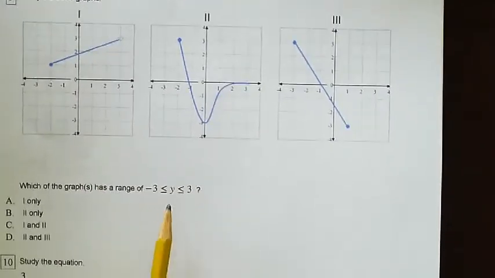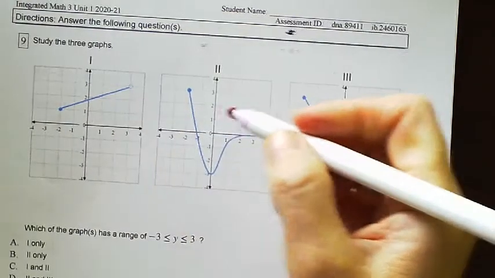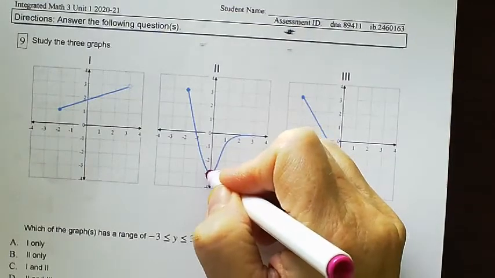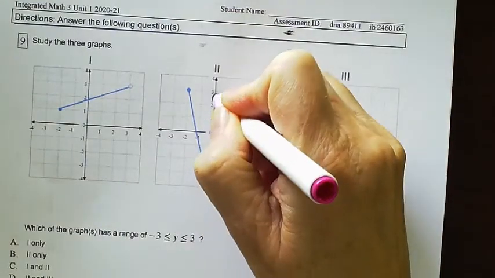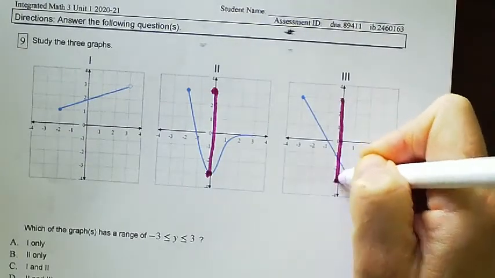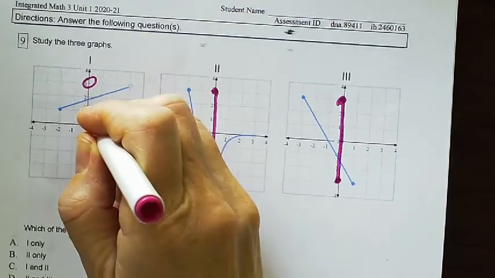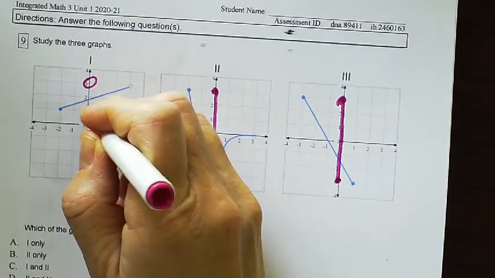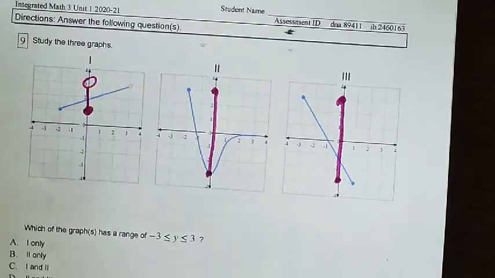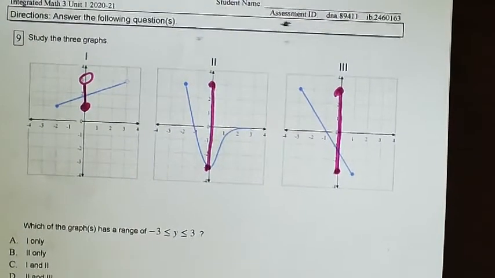For 9, range is -3 to 3, including both of those. Well, that's going to fit right here. That's going to fit right here, but not right here. This is from this range. These outputs go from +1 to +3. So it would have been 2 and 3.